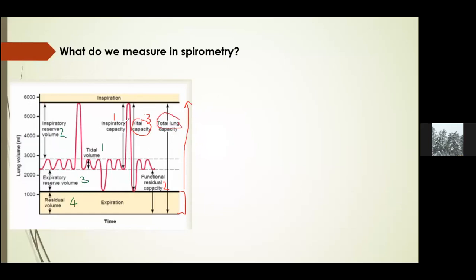So we have the 4 volumes and now 4 capacities. Okay, 4 volumes, 4 capacities. So when you go and do your spirometry, these are the volumes that you're going to first look for. So you find that the amount of air that you can take into your lungs will be determined by so many components. 1, how fit are you?